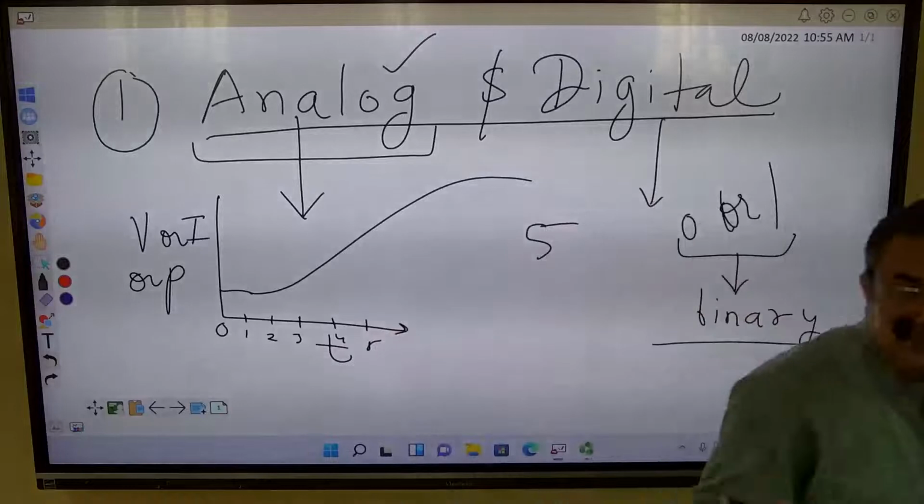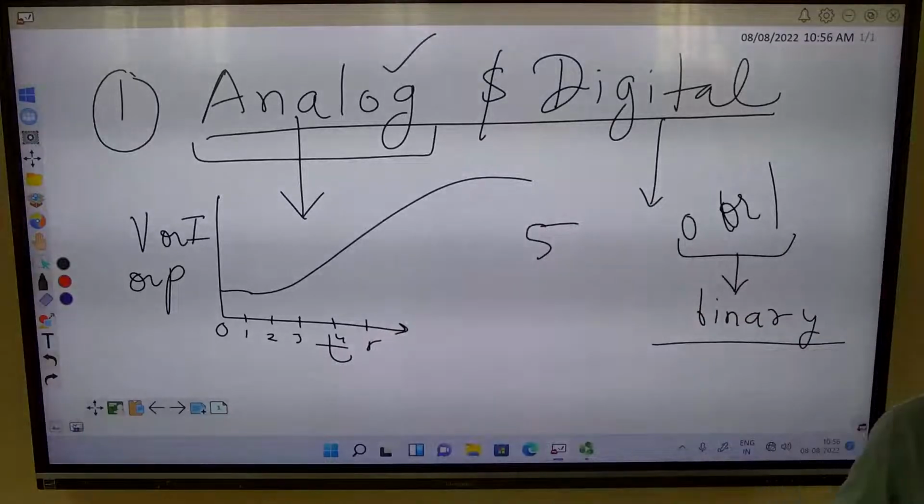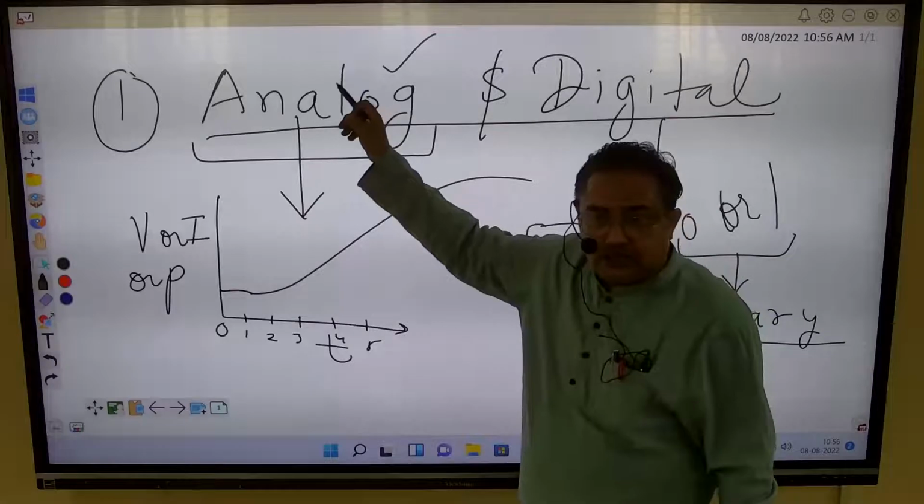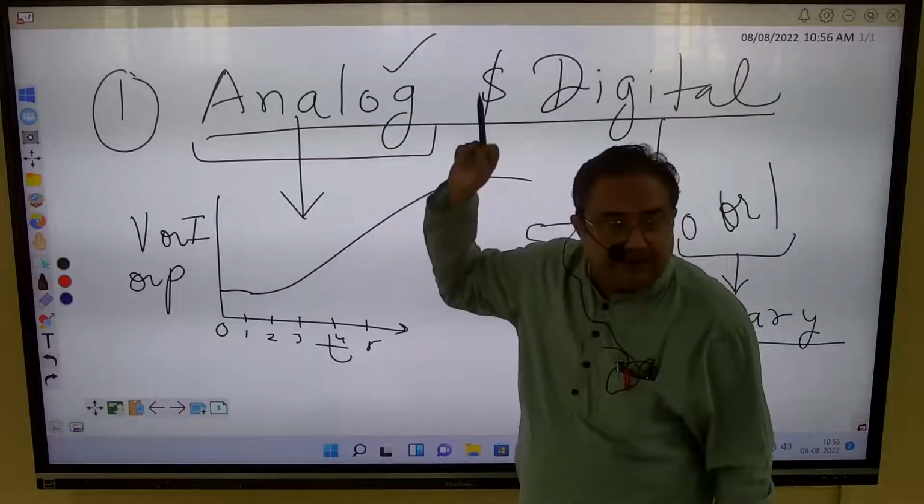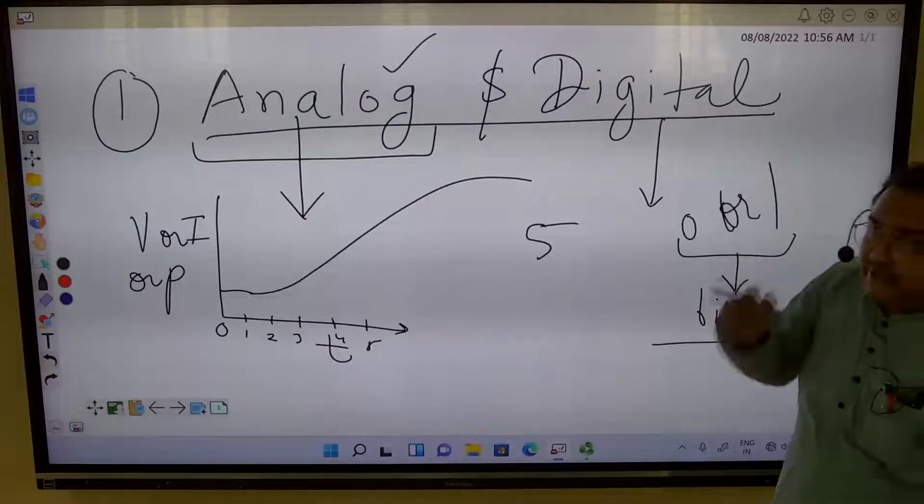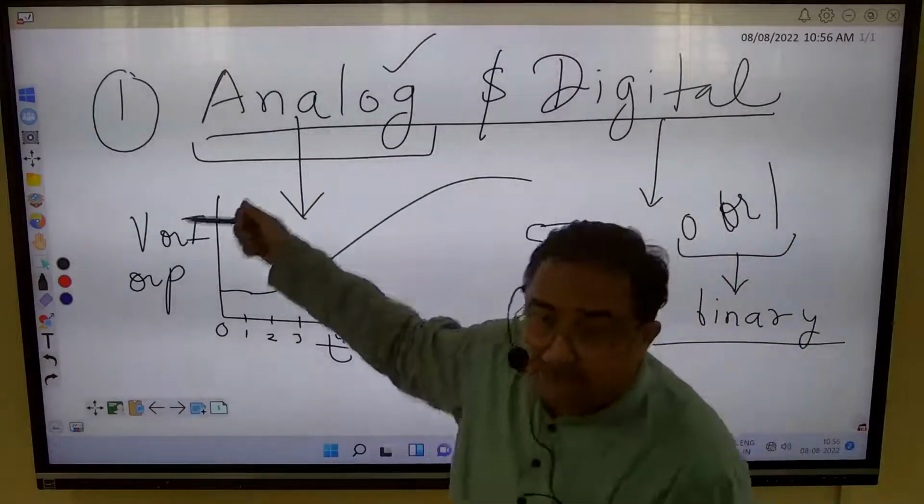So gigahertz is indicating what? That the processing time is of nanosecond. You got my point or not? So in our electrical technology, you will come across the analog signal also, analog devices also, and also digital signal and digital devices also.